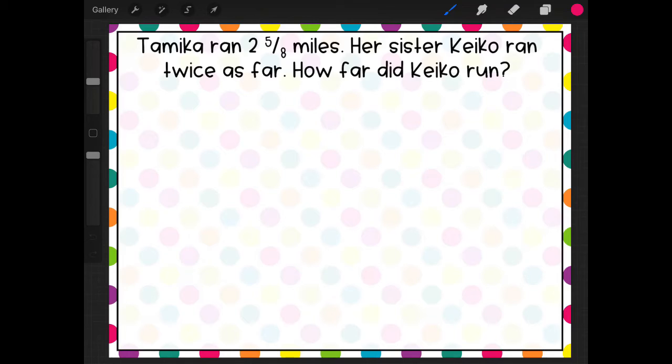All right, we're going to look at this problem that you just solved, and I want you to see if one of your solutions matches what I did. So this says Tamika ran 2 5/8 miles. Her sister Keiko ran twice as far. How far did Keiko run?